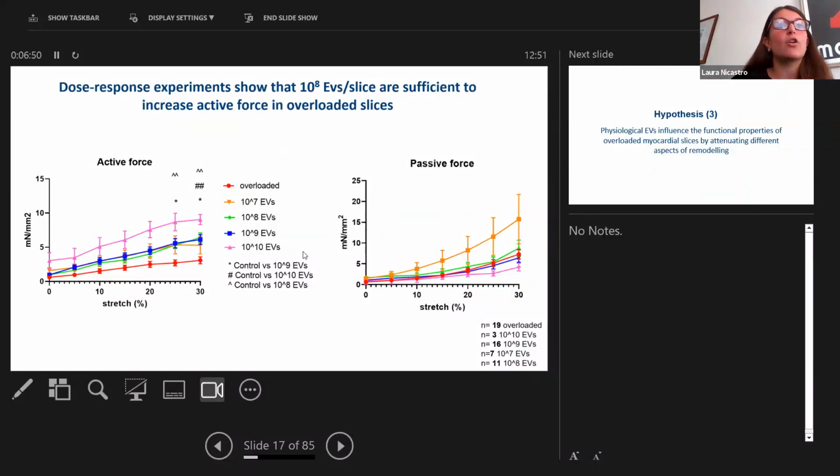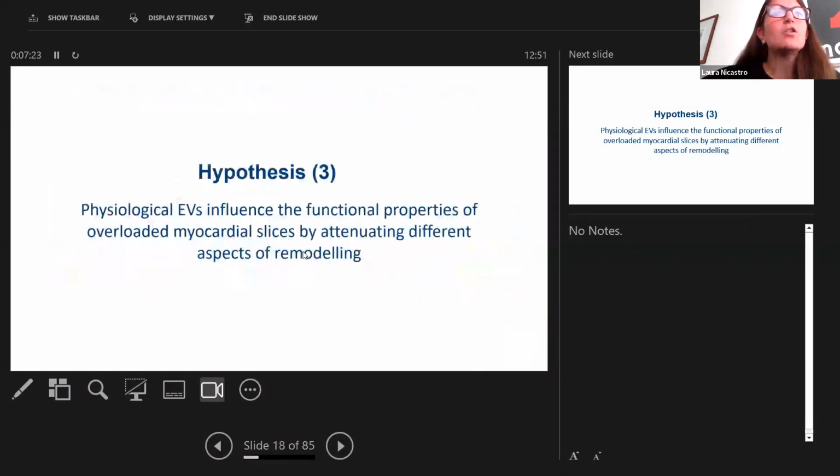We can notice here that compared to the control that you see in red, a minimum concentration of 10 to the 8 particles per slice was necessary to increase the contractility at maximum contractility, so from 25 to 30% stretch of the slice. This effect was dose dependent because also 10 to the 9 and 10 to the 10 EVs per slice were able to increase the contractility of failing overloaded slices without any alteration in the passive force.